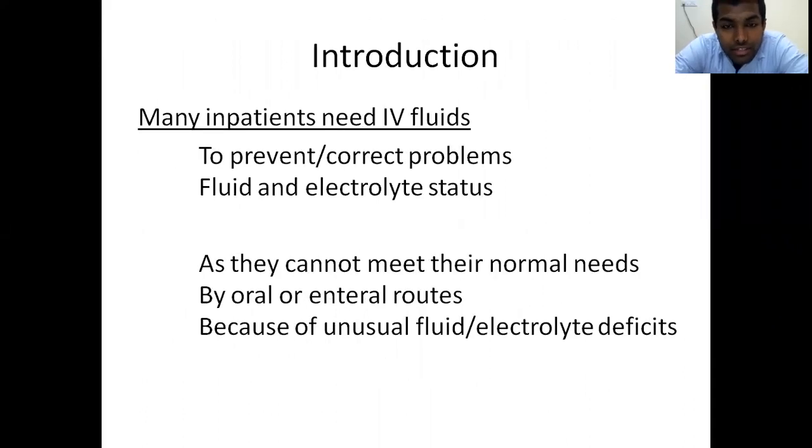Now, many inpatients need IV fluids. Why? To prevent or correct problems and for fluid and electrolyte status correction. Now, they cannot meet their normal needs by oral or enteral routes. Why? Because they have unusual fluid and/or electrolyte deficit, or they might not be in a position to have food or water after a surgery or before a surgery.